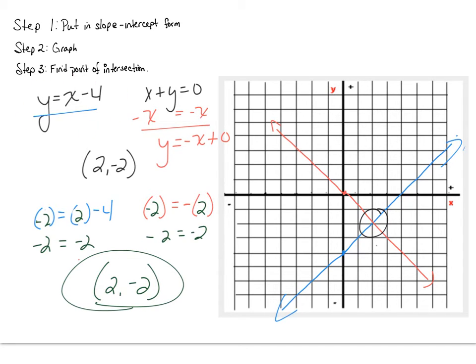Looking at the first equation, I noticed it's already in slope-intercept form. So using my intercept of -4 and my slope of 1, rise 1, run 1, rise 1, run 1, I created this blue line.